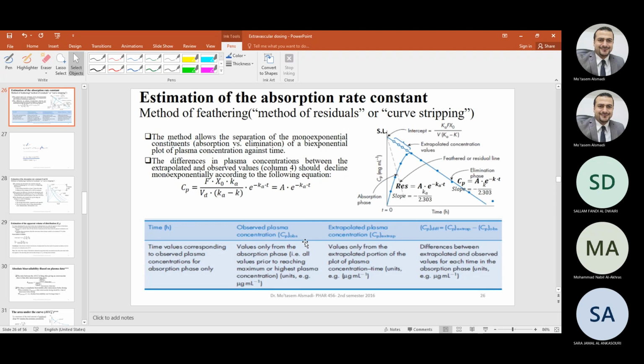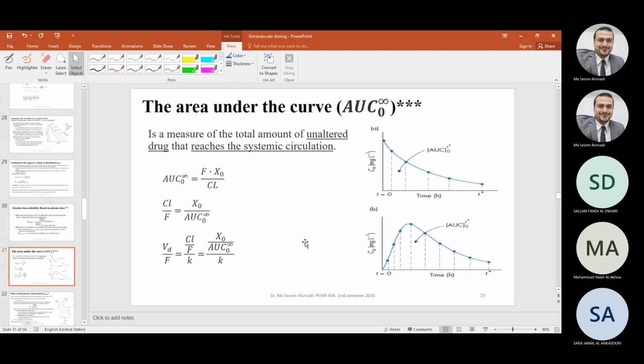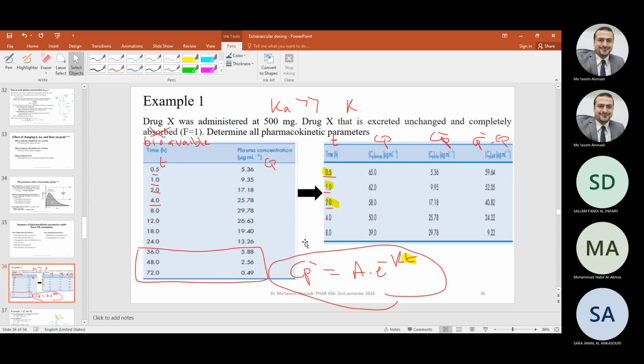To the Ka, right? Because it's the slower process, and the residual line slope will be relevant to what? K. Okay, please go back and review the previous class. Going back to our table here, we calculated the Cp prime first by just plugging the values of the t's in this equation of Cp prime, and then we took the difference between Cp prime minus Cp. Why do we take this?